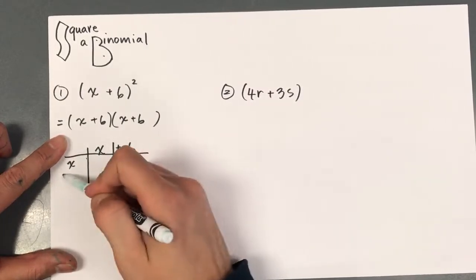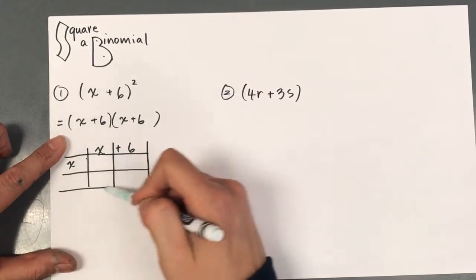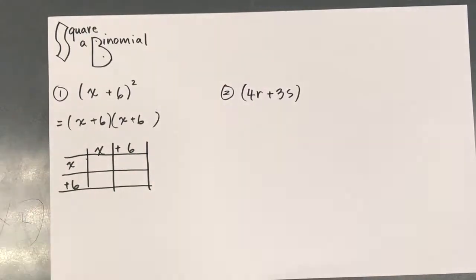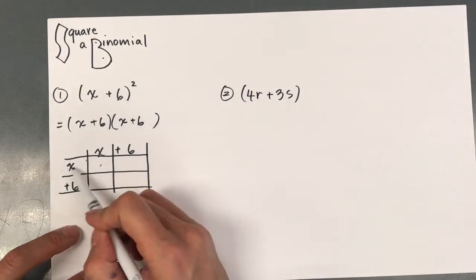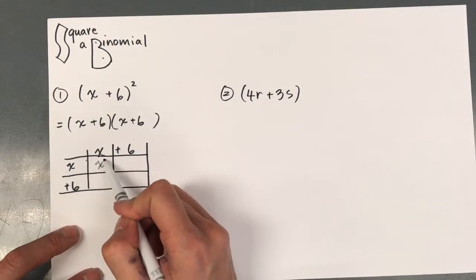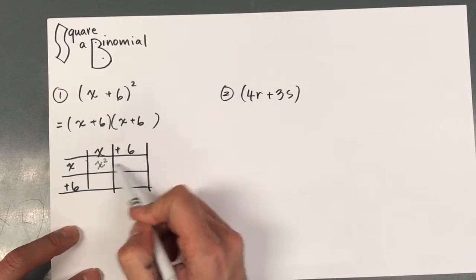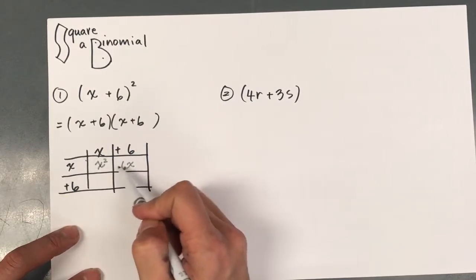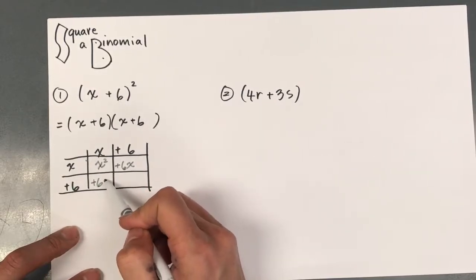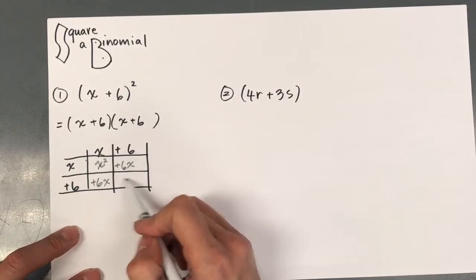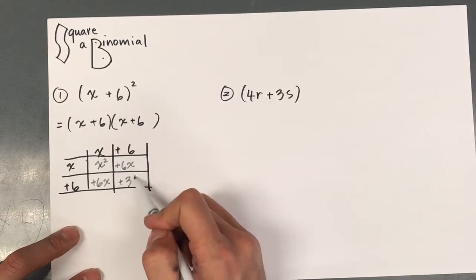Just like a multiplication table. Right? And then just like a multiplication table, you're just going to multiply. Here you get x times x, so that's going to be x squared. Here you get 6 times x, so plus 6x. You get x times 6, 6x, and then 6 times 6, that's 36.